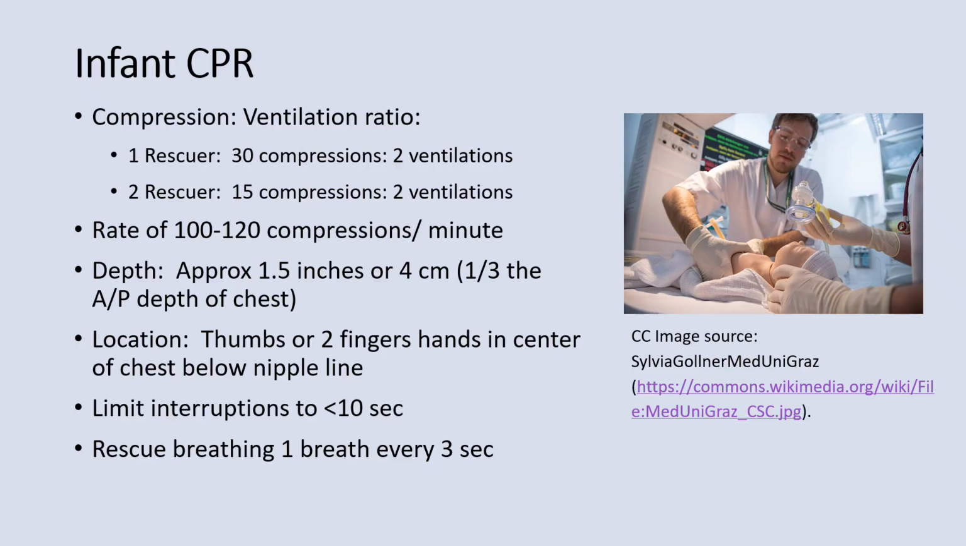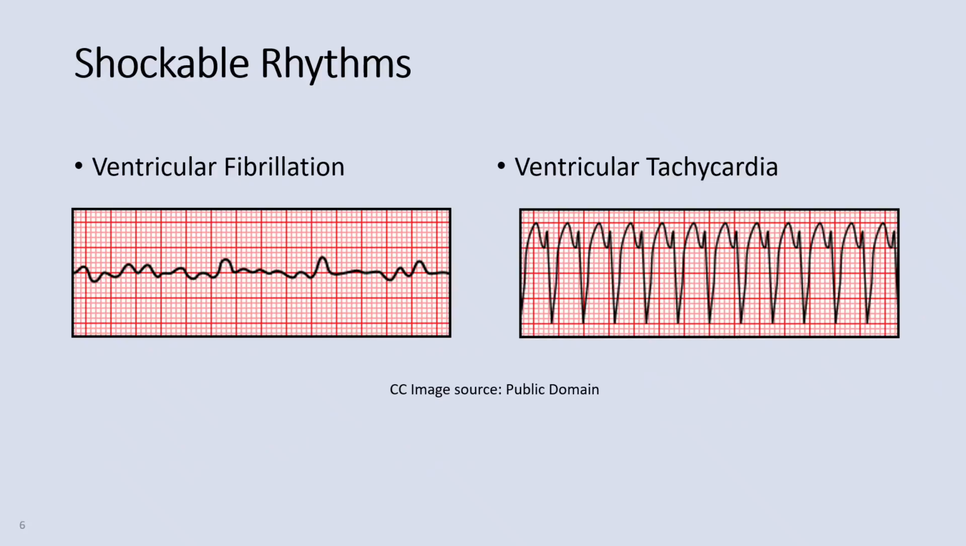Infant chest compression should be provided at a rate of 100 to 120 compressions per minute and at a depth of approximately 1.5 inches or 4 centimeters, which also correlates to approximately 1/3 the anterior-posterior depth of the infant's torso. As always, we want to limit interruptions to less than 10 seconds for CPR compressions. Rescue breathing on an infant that has a pulse should be provided at one breath every 3 seconds.